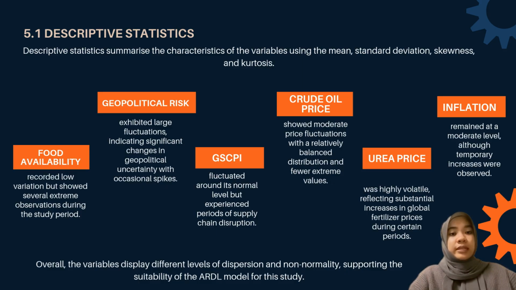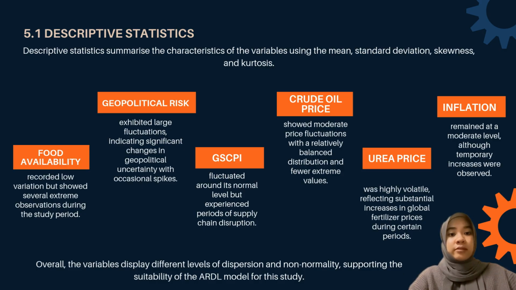Next, I will present the descriptive statistics for all variables used in this study. Descriptive statistics are used to summarize the characteristics of the data, including the mean, standard deviation, skewness, and kurtosis. Starting with food availability, the results show low variation throughout the study period. However, the high skewness and kurtosis indicate that there were several extreme observations during certain periods.